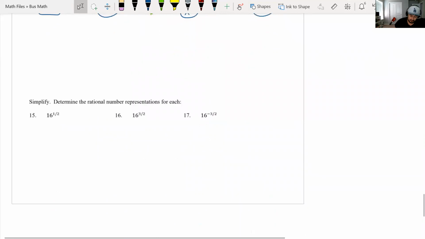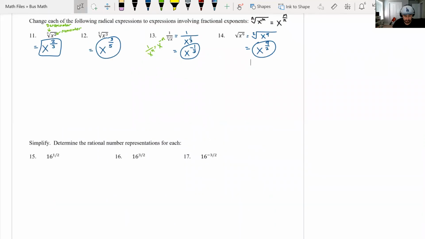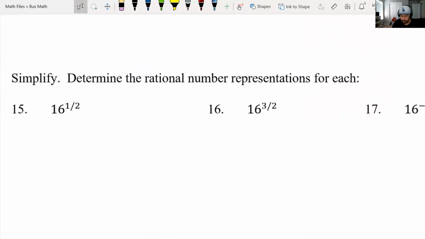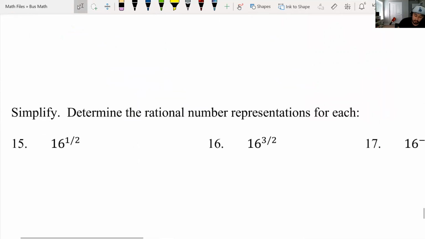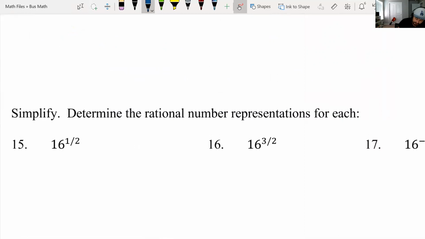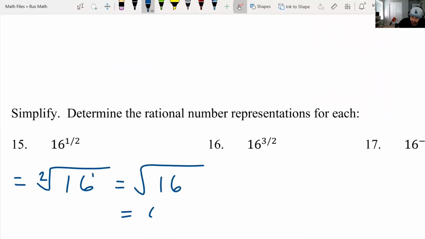All right, last set. Simplify, yay. Determine the rational number representations for each. So here we're going to use those properties again. We're going to go from rational exponent to radical. So 16 to the 1/2, that becomes the square root of 16, right? I could put a 2 here, I could put a 1 there, which becomes just the square root of 16, which we know is 4. Crazy, right?